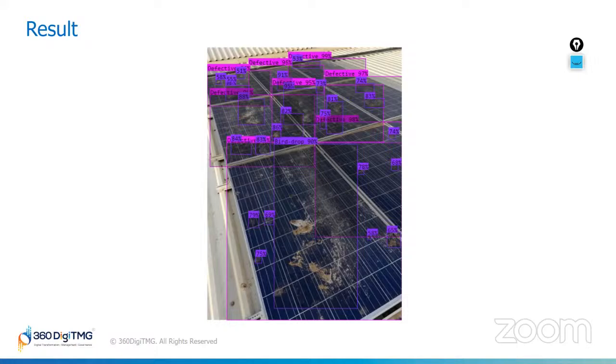Whichever solar panel has any kind of defect, like if it is dusty, if it is having bud drop, if it is having physical damage, or if it is having, let's say, snow or electrical damage, it will mention that this is a defective panel. And in the backend, feedback will be given to the maintenance team, and they will come and clean, basically maintenance will be done. So this was the basic idea of this output.